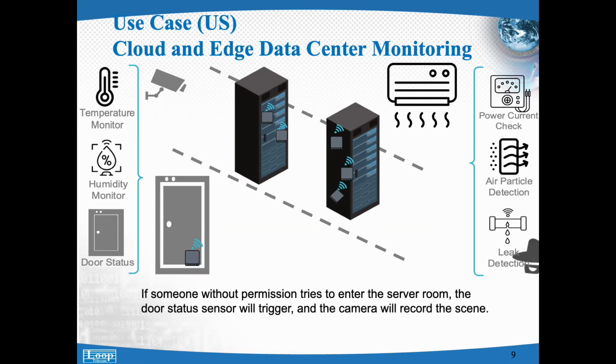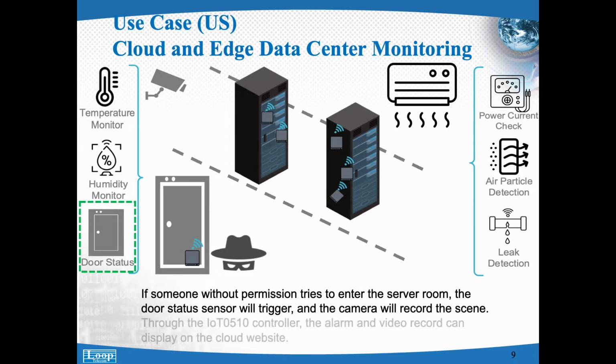If someone without permission tries to enter the server room, the door status sensor will trigger, and the camera will record the scene. Through the IoT0510 controller, the alarm and video record can display on the cloud website.